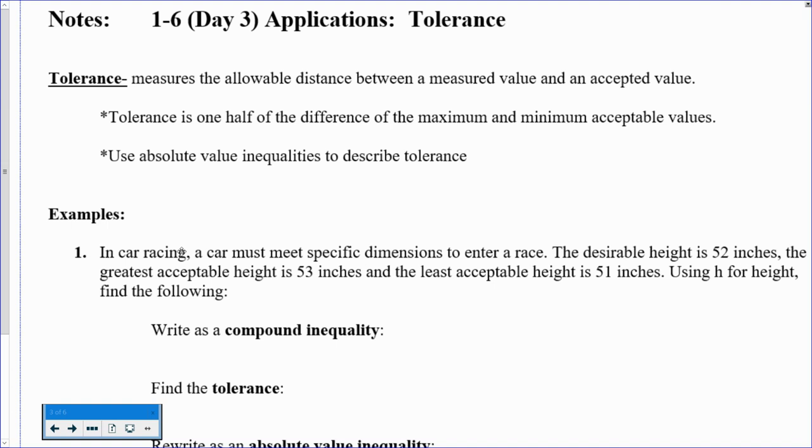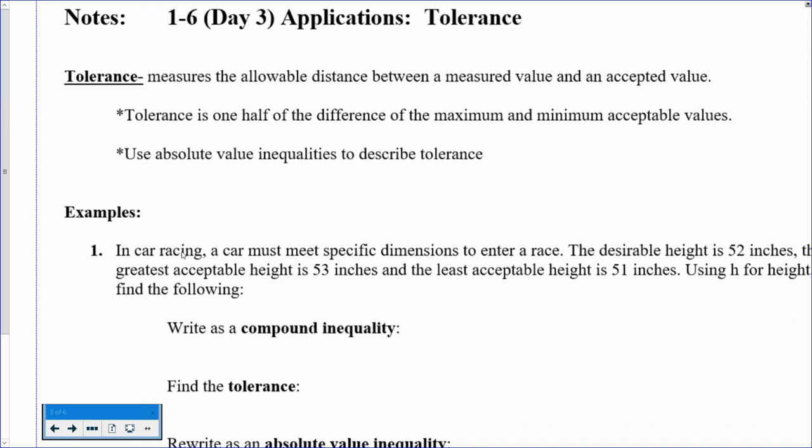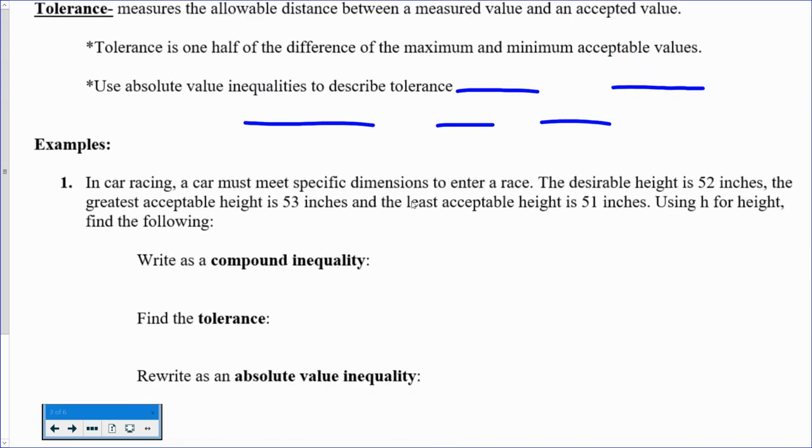So your definition of tolerance would be the measuring of the allowable distance between a given measured value and an accepted value. Tolerance, if we calculate it mathematically, would be half of the difference of your maximum and minimum acceptable values. And we can use absolute value inequalities to describe the tolerance. Okay, so let's take a look here at a few examples.